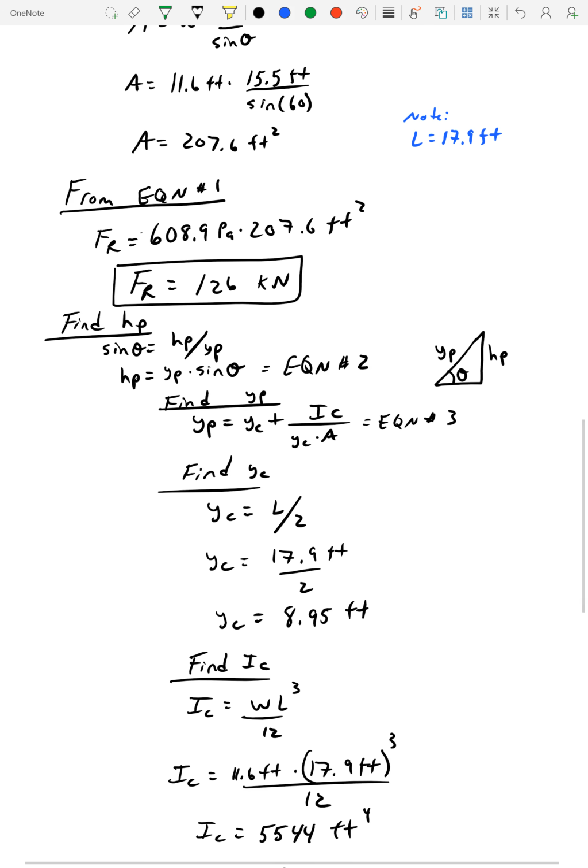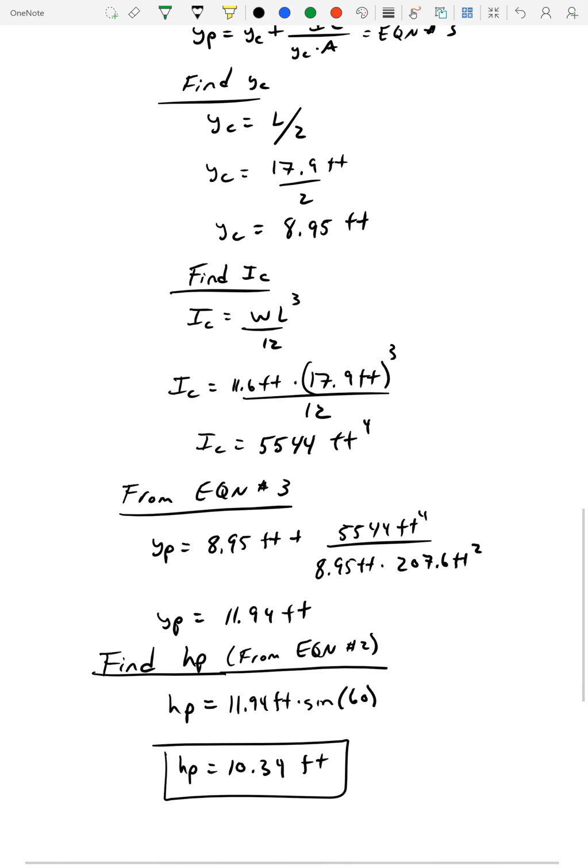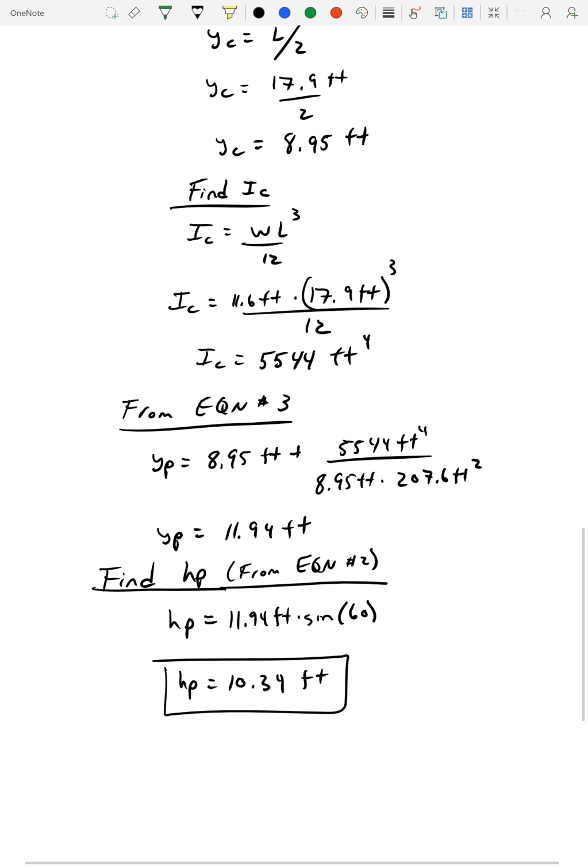Now we got to solve for HP. So I did another diagram on the right here, and sine of the angle is HP over YP, and HP is equal to YP times sine of the angle, so I'm going to call that equation 2. In that equation I need to find YP, which is YC plus IC divided by YC times A, call that equation 3. I am looking for YC, which is just half of L. Then I'm going to find IC with WL cubed over 12 because it's a rectangle. I find that, I plug that back in, and I find my YP. And then from equation 2 I can find my HP.